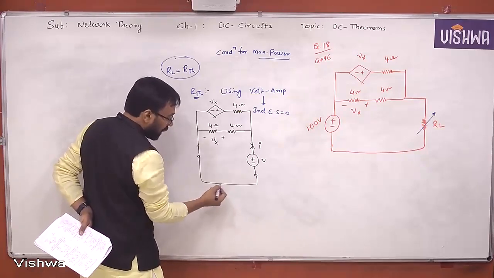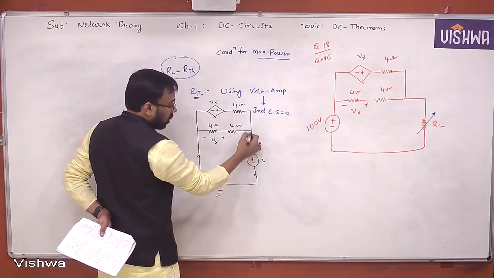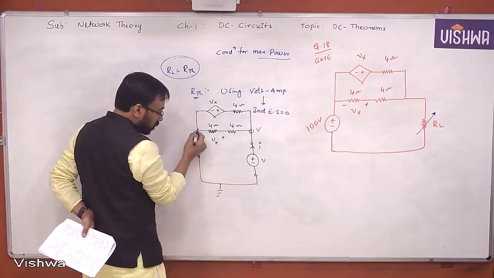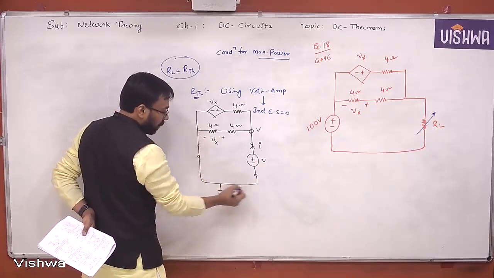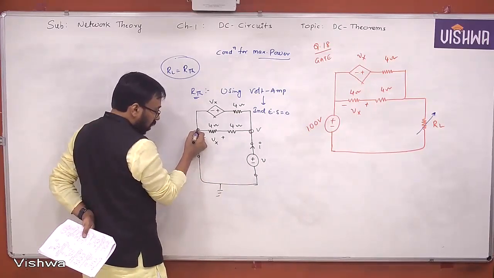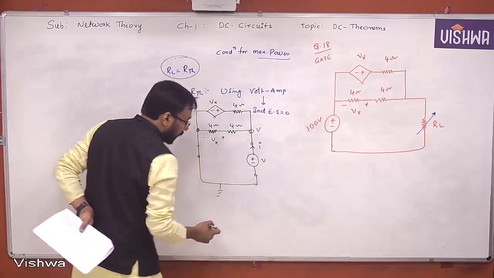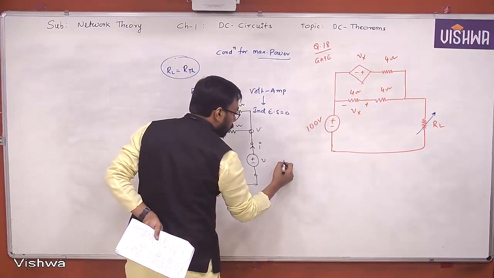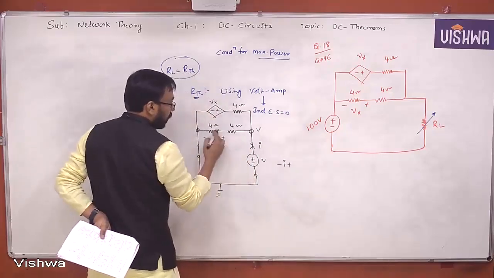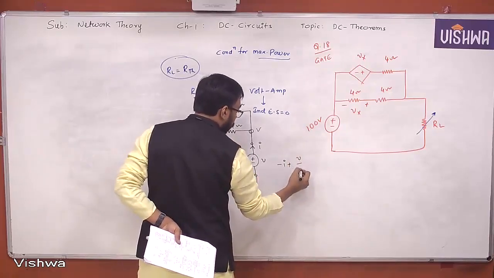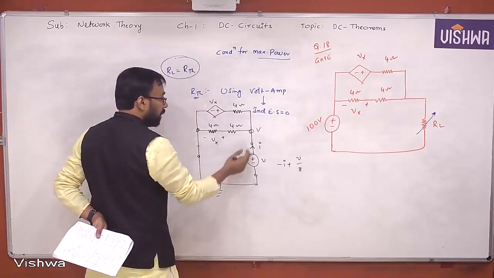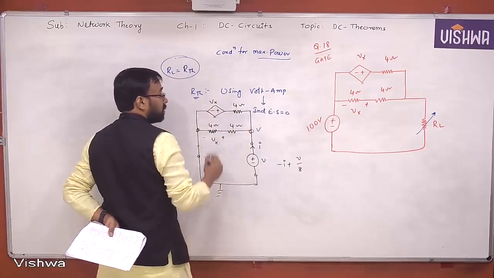Using node analysis again, if I take this as 0, then obviously this will become V. This is also 0, right? All these are the same. This is also the same. This point and this point are both operating at the same potential. Now you tell me, what do you get? Minus I, node equation, V by 8, yes or no? V by 8, V minus Vx by 4.